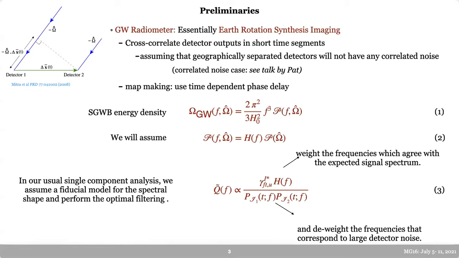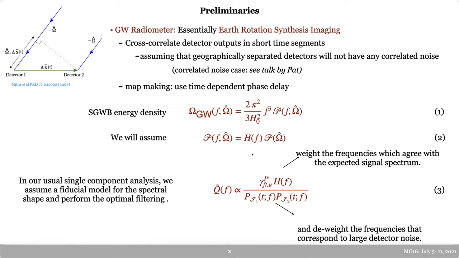To proceed in this direction, we assume that we can factorize the gravitational wave strain power, P(f, Ω), into frequency and sky direction dependent functions. Here H(f) describes the spectral shape and P(Ω) describes the angular distribution of the power. That means how the source contributes to the total background in terms of its frequency dependency and its spatial distribution. Generally we assume this H(f) follows some kind of power law model.